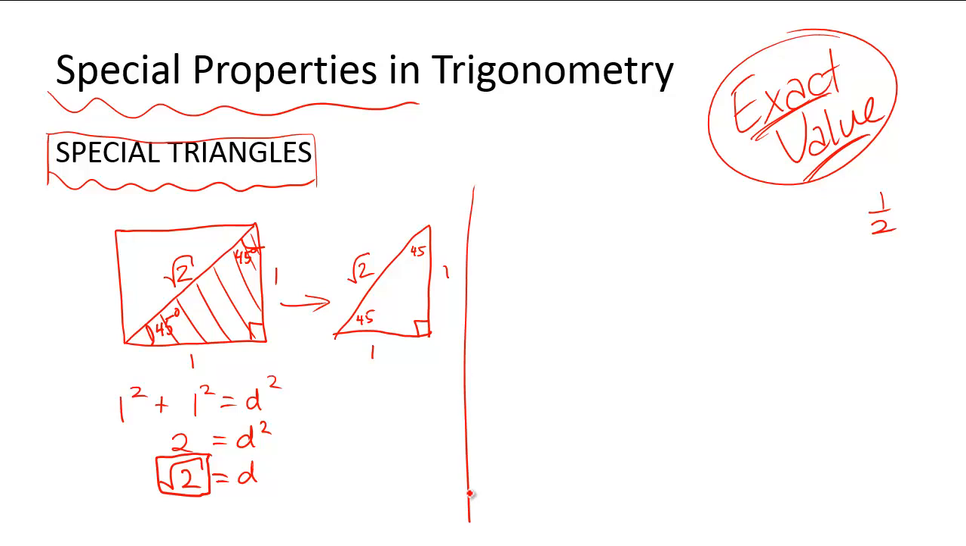The other special triangle is formed from an equilateral triangle cut in half. Again, cut in half, just like the square was. But what do we know about an equilateral triangle? Well, we know all sides are equal, so therefore all angles are equal. And since the angles add up to 180, if you split that equally amongst 3, you get 60 each. So you know that this is 60, that's 60, and that's 60.